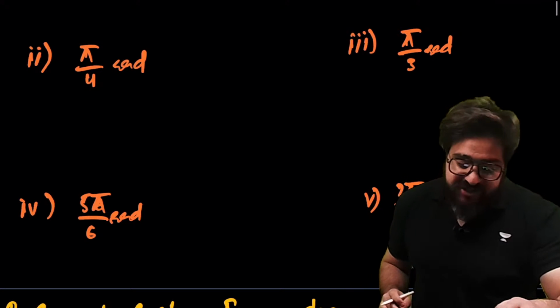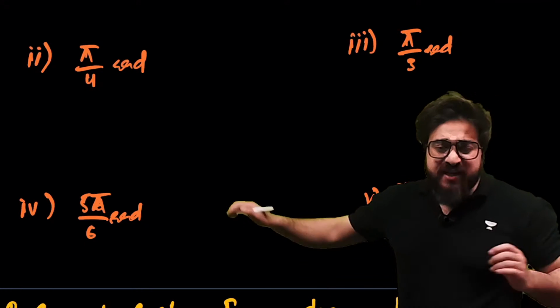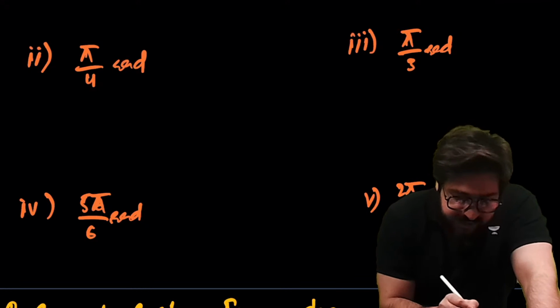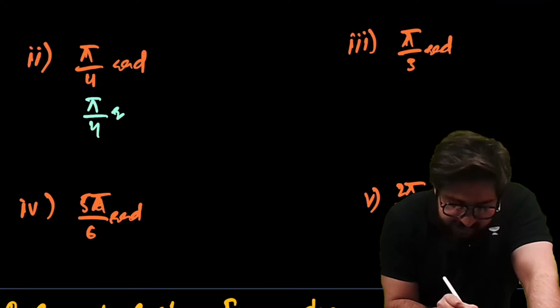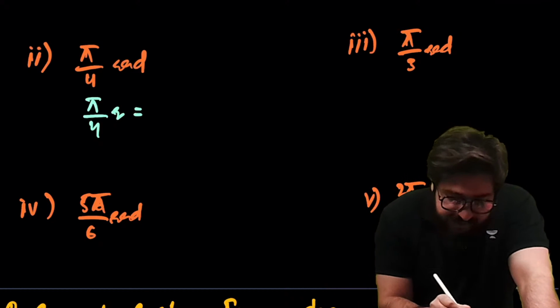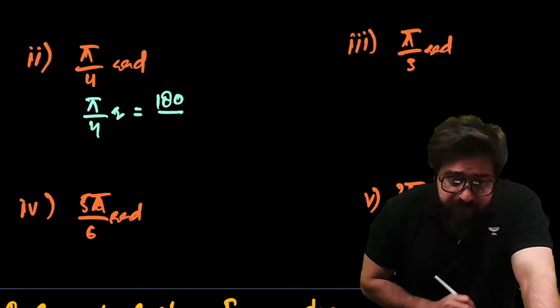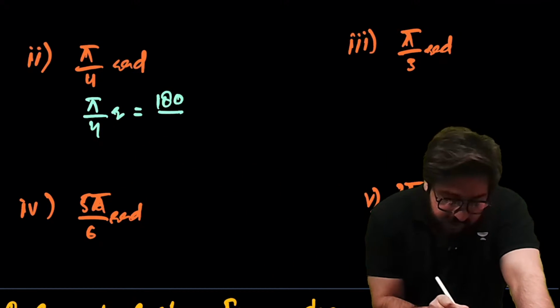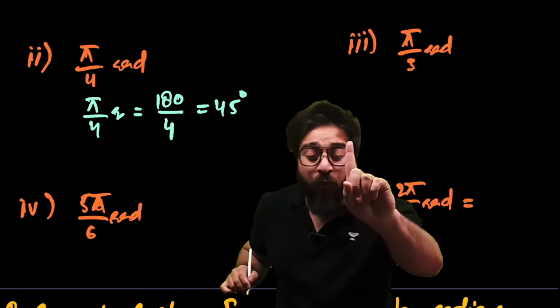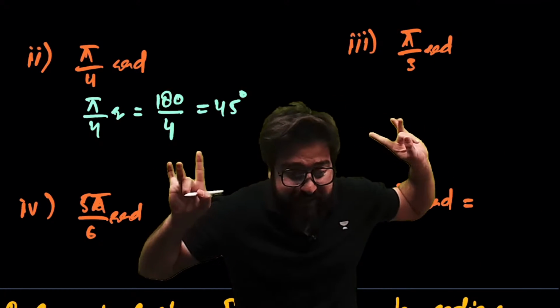Let's see one more question. If I say you have to convert pi by 4 radians into degrees, how will you do it? Instead of pi, you write 180 degrees divided by 4, so 180 divided by 4 will come out to be 45 degrees. In just one line, in just one step. I hope you are liking this method.